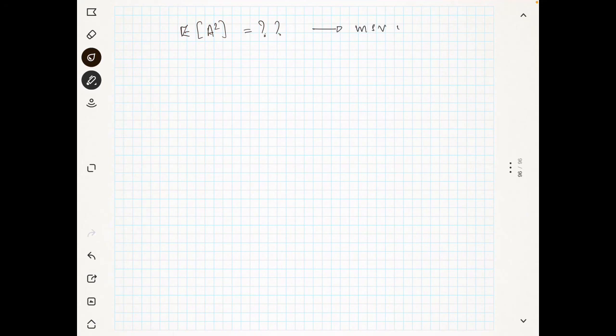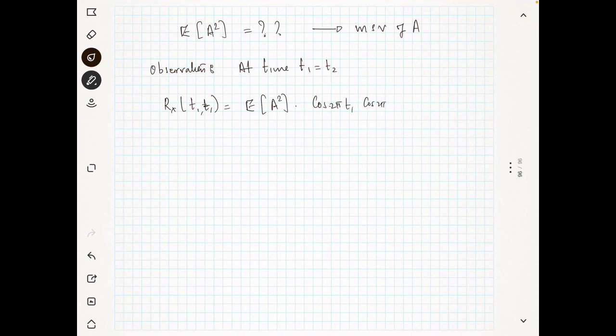It is nothing but the mean square value of A. Now we will see an important observation from here. At time t1 equal to t2, Rx of t1 and t1 is nothing but expected value of A square into cosine of 2 pi t1 into cosine of 2 pi t2. So this is nothing but expected value of A square into cosine square of 2 pi t1, or in general you can say that this is nothing but the average power of this signal.